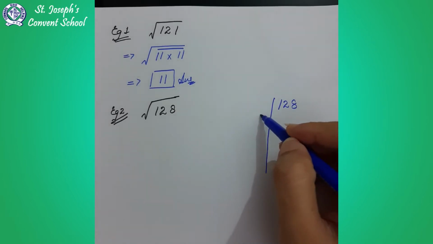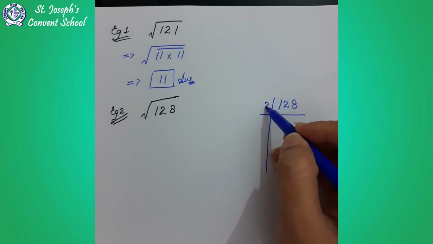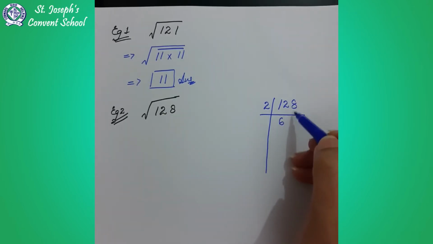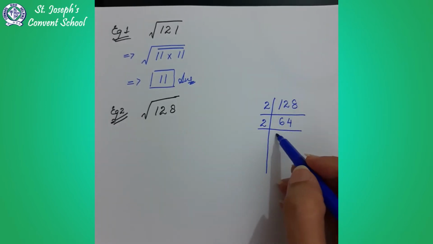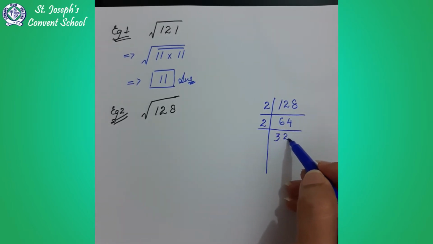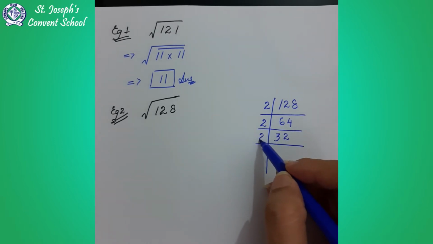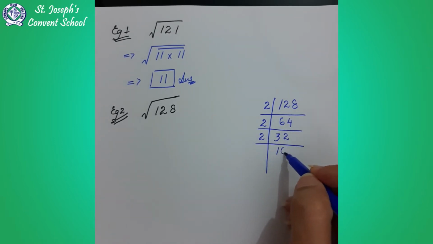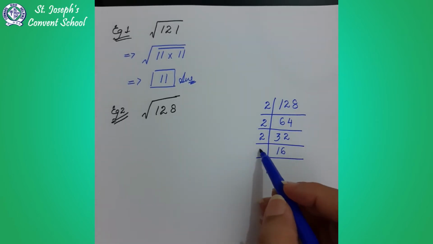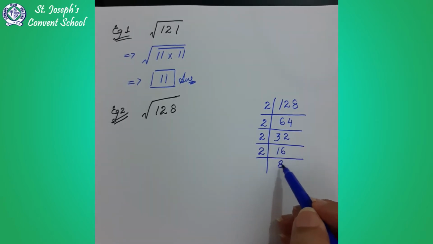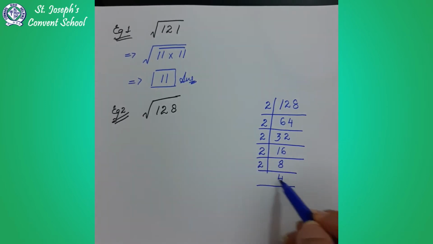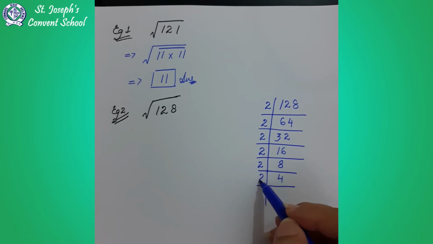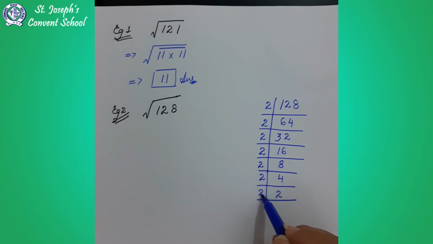LCM method. Start with the smallest number. 2 into 6 is 12, 2 into 4 is 8, then 2 into 3 is 6, 2 into 2 is 4, 2 into 16 is 32, then 2 into 8 is 16, then 2 into 4 is 8. Then 2 into 2 is 4, and last is 2 into 1.